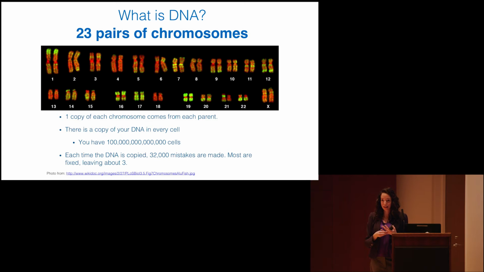Everyone has 100 trillion cells. You start out as one cell, and it just divides and divides over and over again, and you end up with 100 trillion. So I also think it's interesting that each time the DNA is copied, many, many mistakes are made, 32,000. And you have machinery that fixes the mistakes so that on average only 3 remain. But still, over that many cells, there are many mistakes within your own DNA. This can lead to some defects that we can talk about if you want, but it's just interesting that we think of all the cells as being identical, but they're really not.